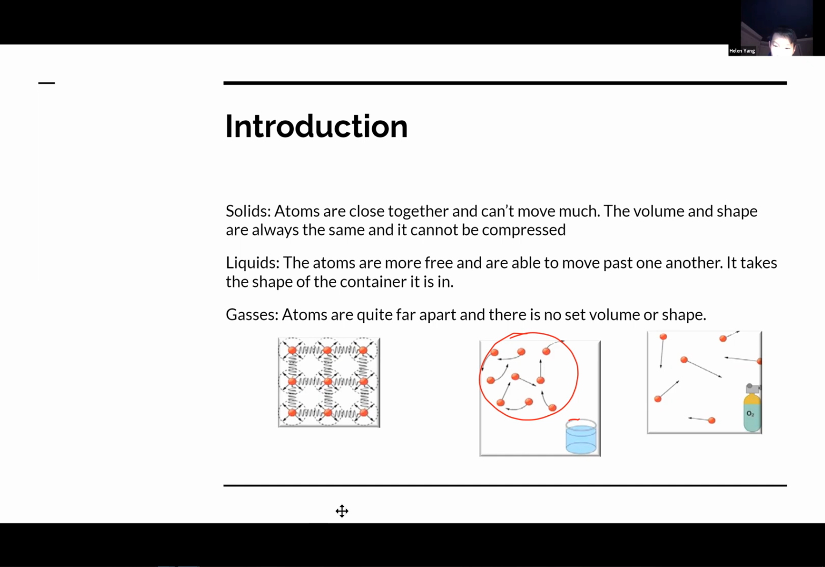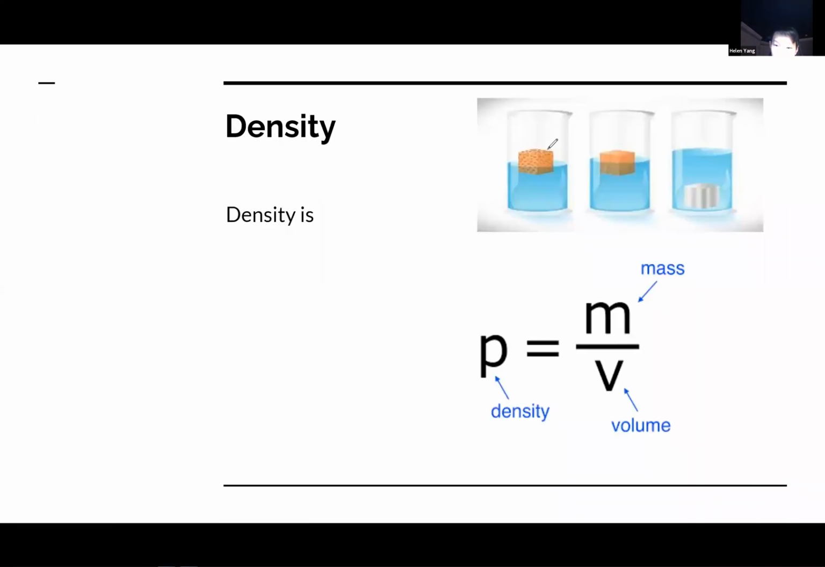Okay, so density is the mass in a volume. For example, as you can see in these pictures, these two objects are lighter, obviously, than this object. This object is probably metal or something, like iron. So depending on the masses, it'll either float or sink.